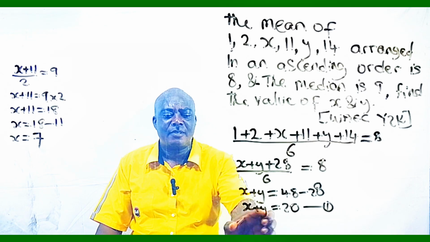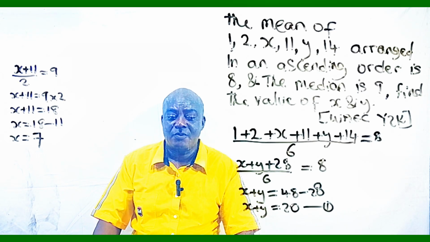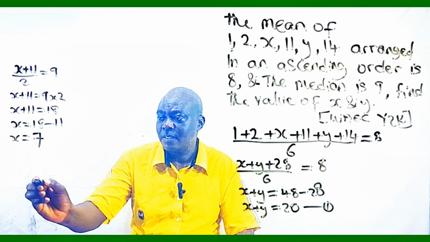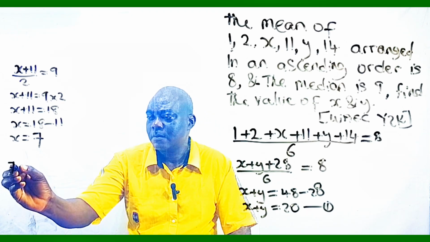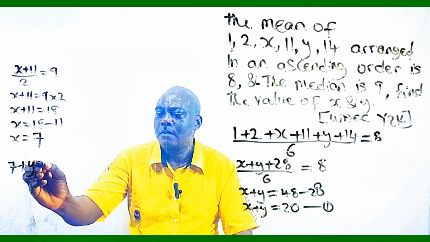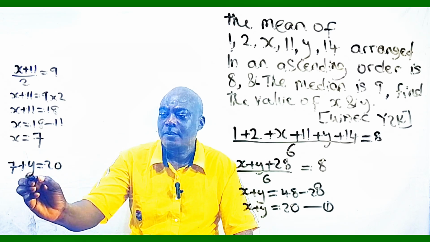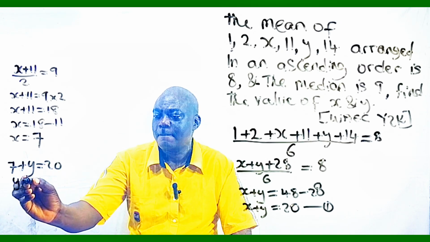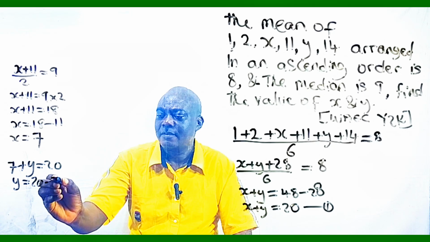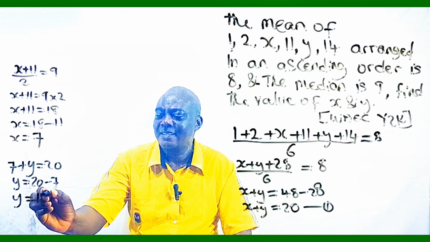Now let us use this to find the value of y in equation 1 here. Since x is 7, we now replace x with 7. So 7 plus y equals 20. So y equals 20 minus 7. So y equals 13.